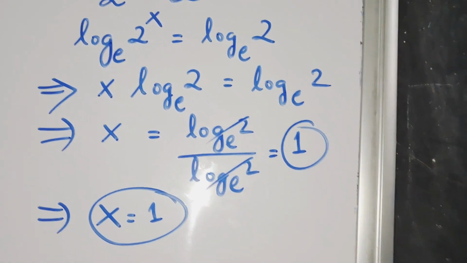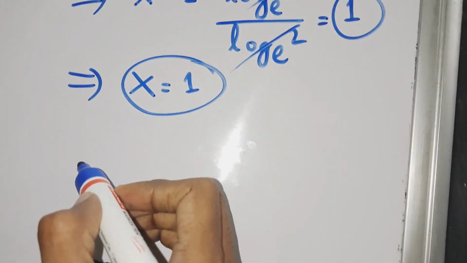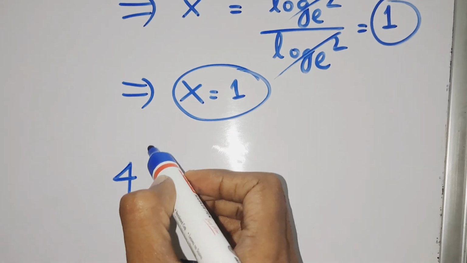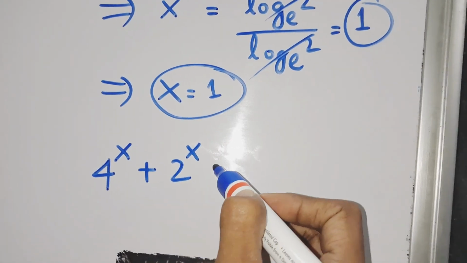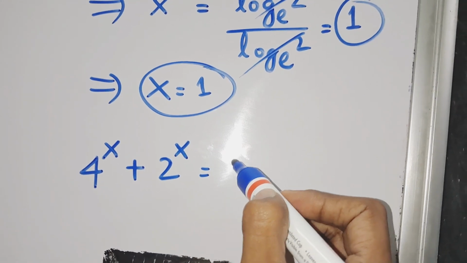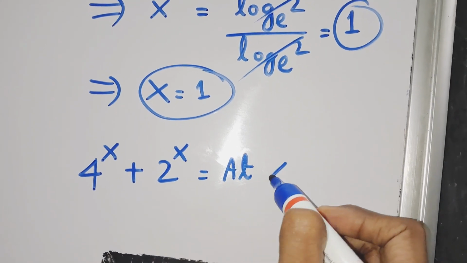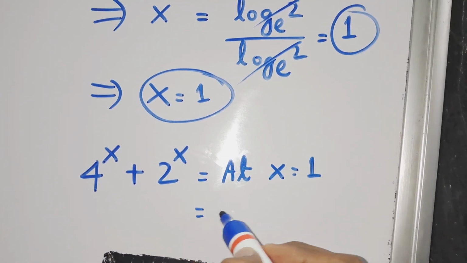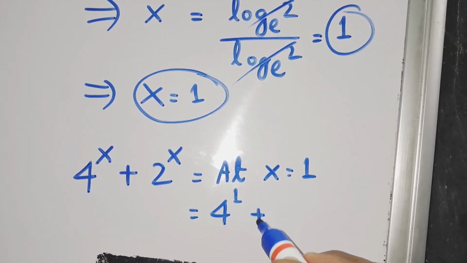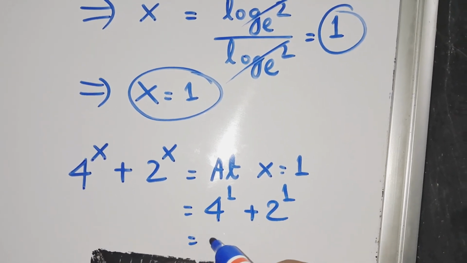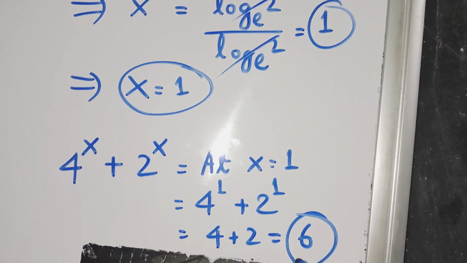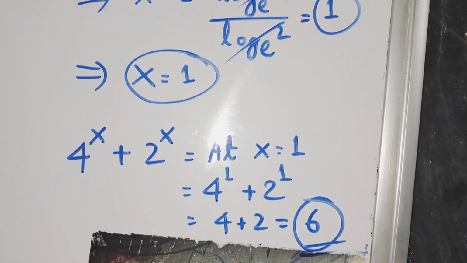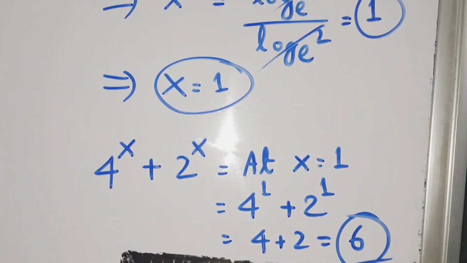Now we can verify whether it is correct or not, because our equation is 4 to the power x plus 2 to the power x. If we put x equals to 1, we get 4 raised to power 1 plus 2 to the power 1, which is nothing but 4 plus 2, and which is 6, which is the required answer. Hence our answer is correct.